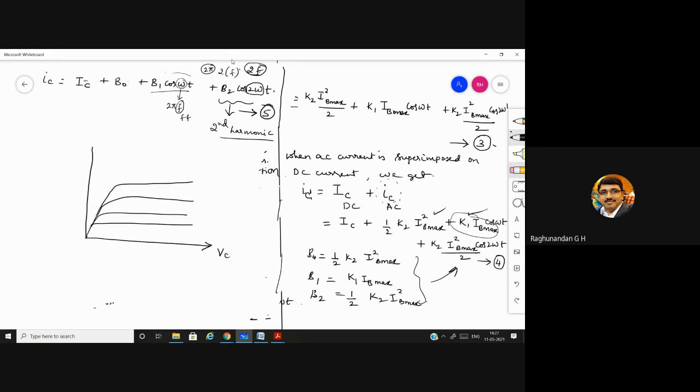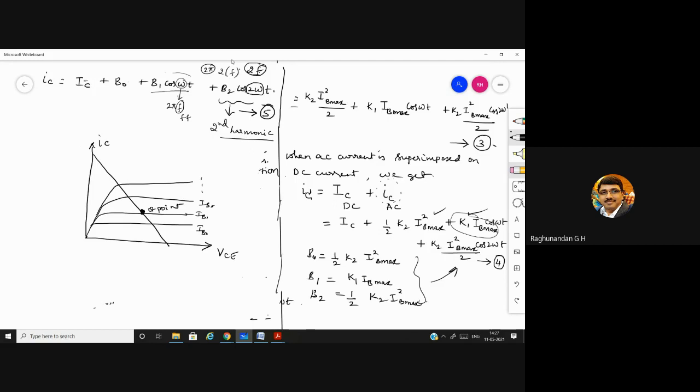This is VCE, this is IC, and we have a DC load line here. Let us assume that this is our Q point. Here we are having our Q point. And these are all the different values we are having: IB0, IB1, IB2, like that. For different values of base current, you are getting different collector currents.